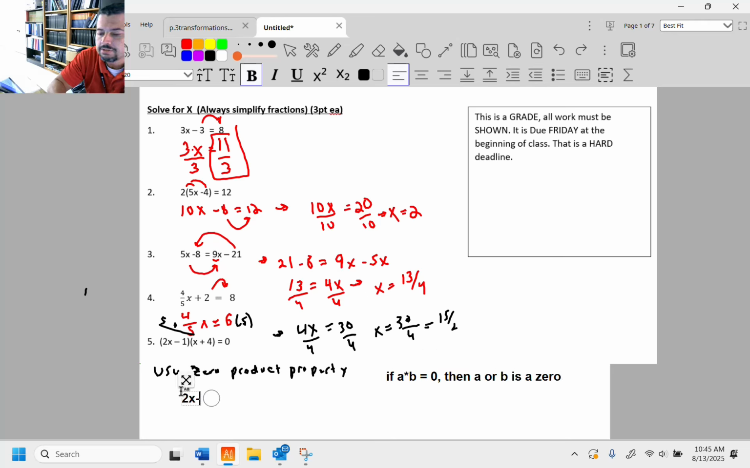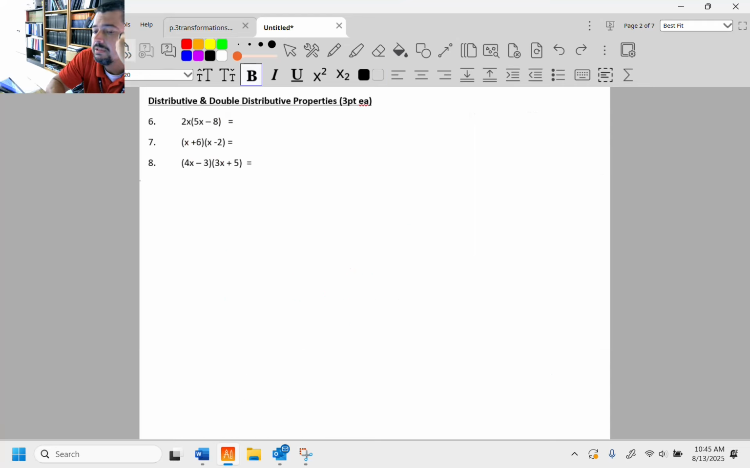This says that 2x minus 1 is equal to 0, or it says x plus 4 is equal to 0. Now, 2x minus 1 is a two-step equation. We add 1 to both sides and we divide by 2. X is a half. X plus 4 is a single-step equation. We just subtract 4 from both sides and x is negative 4. That one has 2 answers. Easy peasy, lemon squeezy.